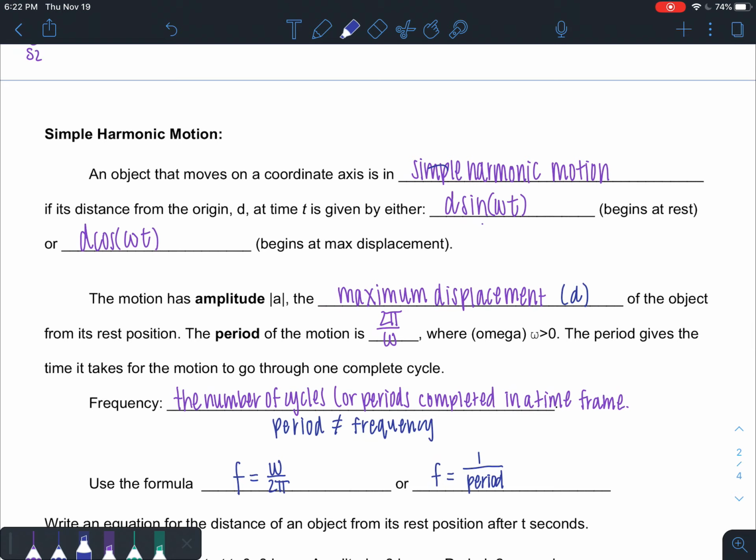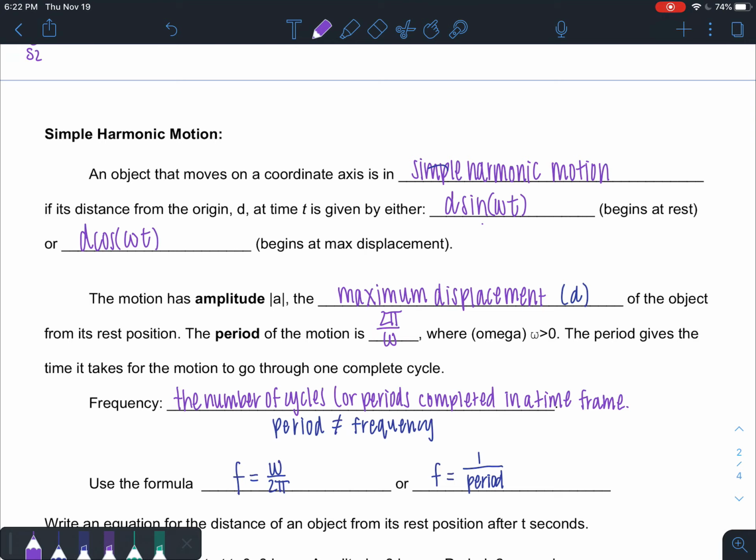All right, finally, we're at simple harmonic motion. An object that moves on a coordinate axis is in simple harmonic motion if its distance from the origin d at a time t is given by either d sine omega t, or d cosine of omega t, which starts at max displacement. So the one with sine begins at rest, and the one with cosine begins at max displacement. And that makes sense because normally cosine starts at 1 and sine starts at 0. So it's starting at its max point for cosine, and for sine, it's starting at that resting point.